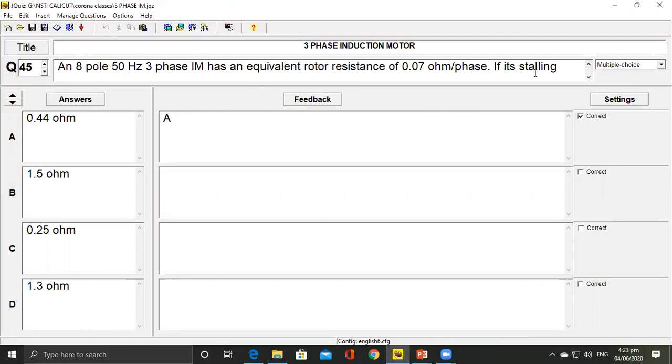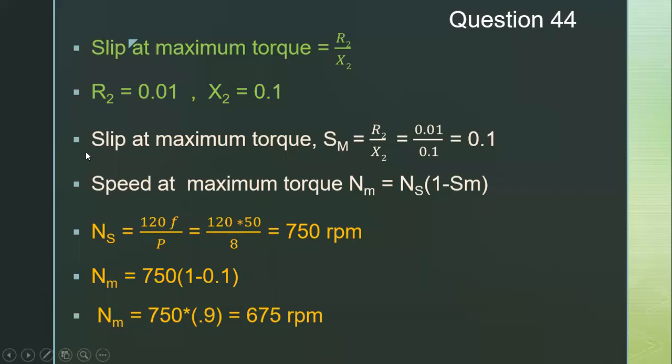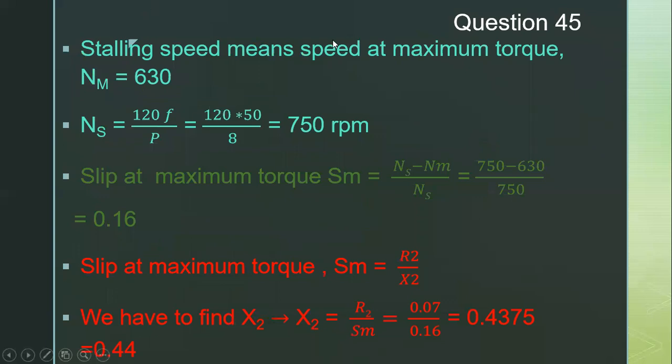Okay, so option A 0.44 ohm, option B 1.5 ohm, option C 0.25 ohm, option D 1.3 ohm. So stalling speed means speed at the maximum torque. The stalling speed is given, that is 630 RPM.